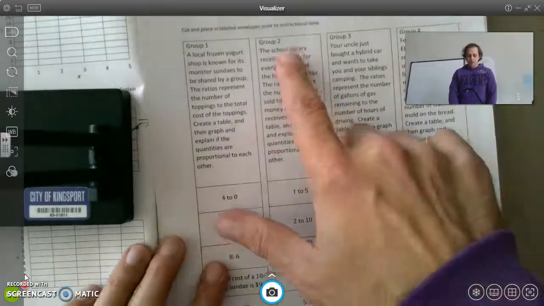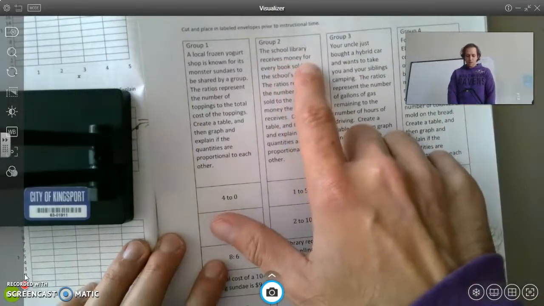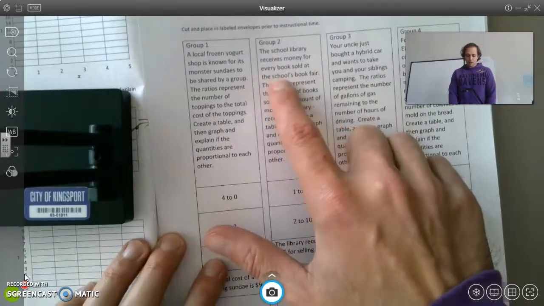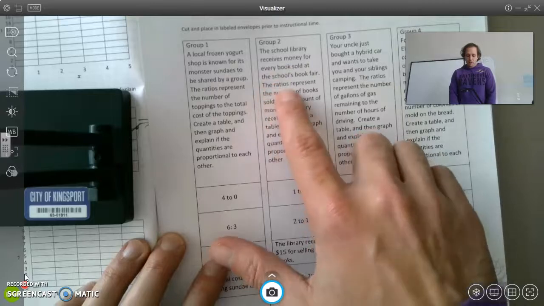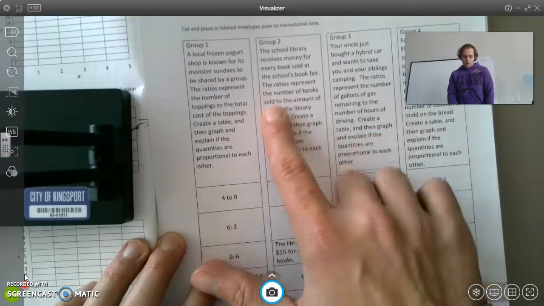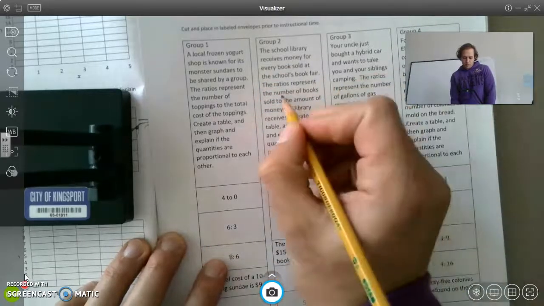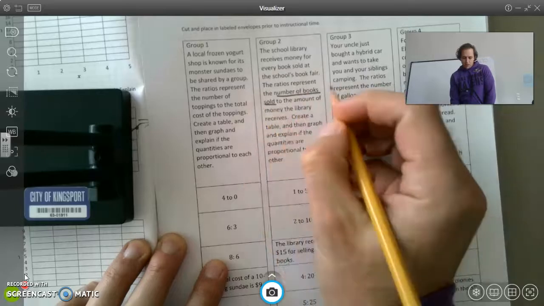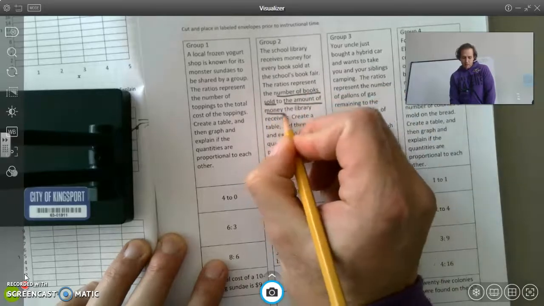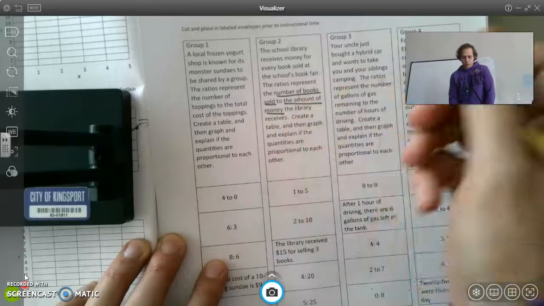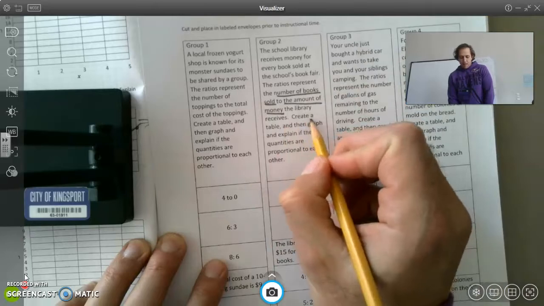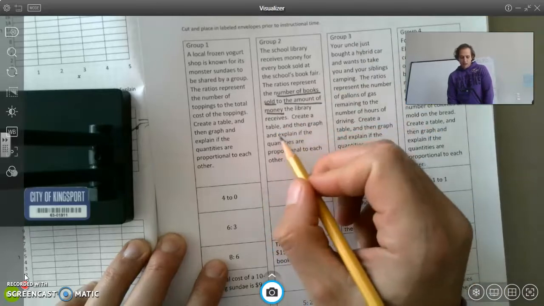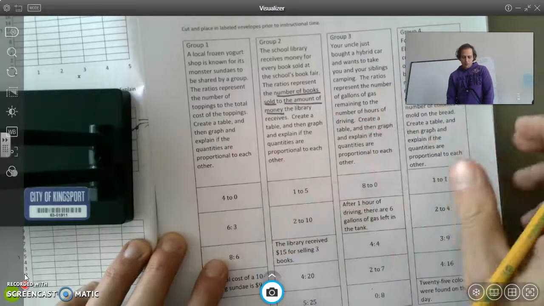The problem says the school library receives money for every book sold at the school's book fair. The ratios represent the number of books sold to the amount of money. That's what we're checking, to see if those two things are proportional. Create a table and then graph and explain if the quantities are proportional to each other.